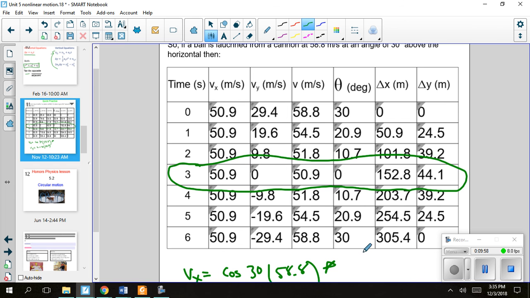All right, we'll call it there. I know it's a little bit longer, a whole 10 minutes, so we'll pick it up next time with circular motion.